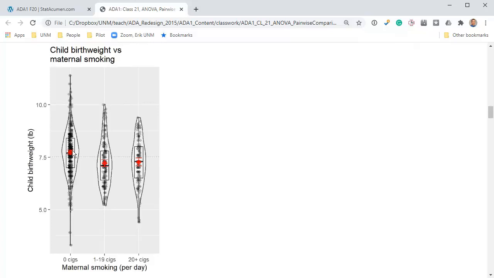I've got all the points plotted. I've got the red means with the confidence intervals. I also have this dashed line in the background, and that dashed line is the grand mean. The reason I put that for my ANOVA plots is because that is consistent with the null hypothesis. If the null hypothesis is true, then the means for all three groups are equal, which means that these red diamonds should all be very close to that line. And visually, it appears that the mean birth weight for the zero cigarette group is higher than that of the smoking groups, and the smoking groups look to be about the same. That's my takeaway from this plot, and we will soon see if that bears out statistically when we do the hypothesis test.